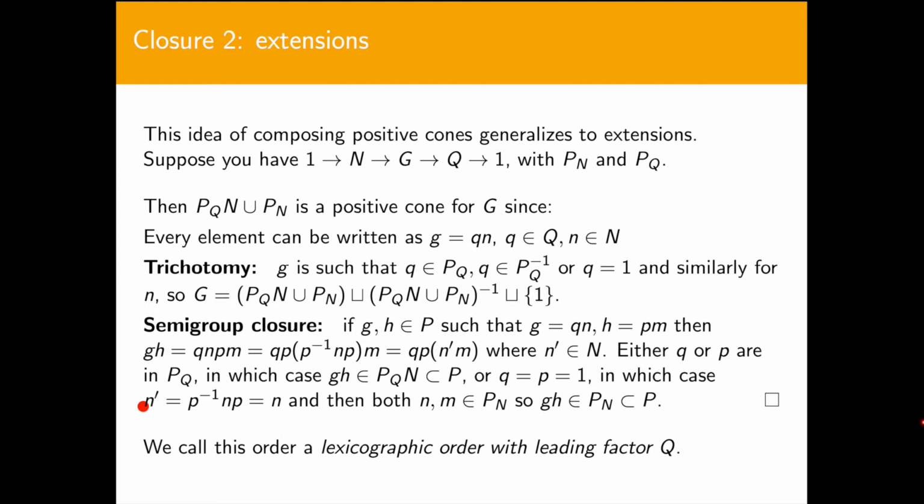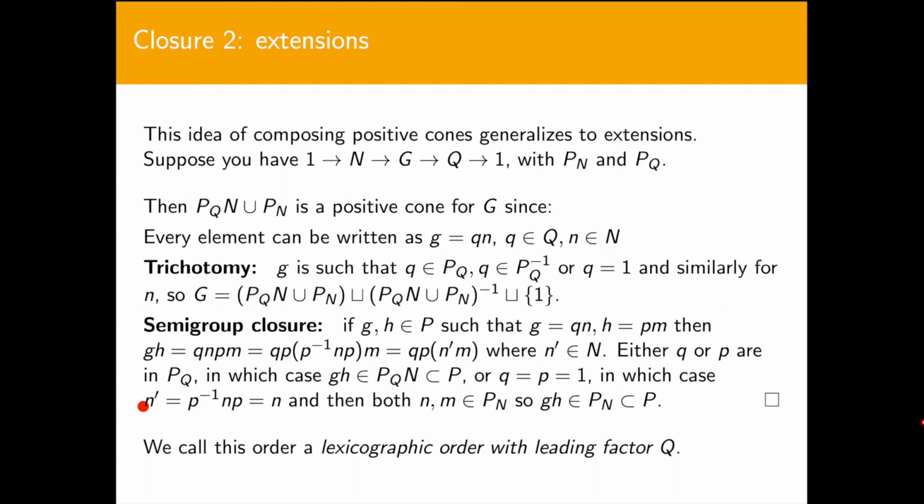So this idea of composing positive cones generalizes to extensions. Suppose that you have a short exact sequence 1 goes to N goes to G goes to Q goes to 1, where N is the kernel and stands for normal subgroup, and Q is the image and stands for quotient, such that N has positive cone P_N and Q has positive cone P_Q. Then we claim that P_Q N union P_N is a positive cone for G, since every element can be written as G equals qn, where q is in Q and n is in N.